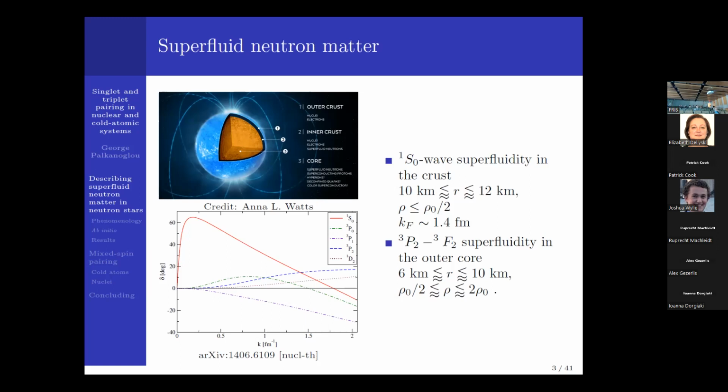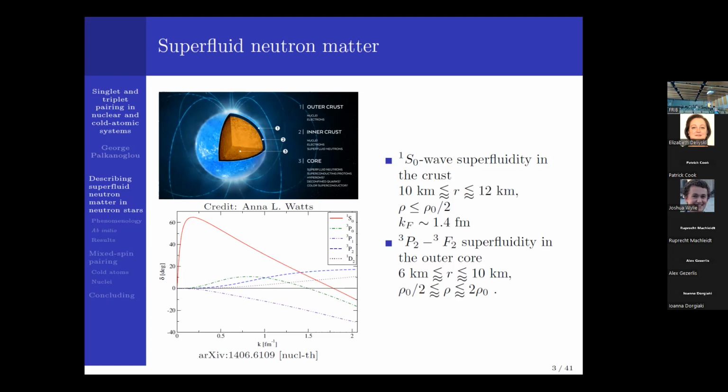Now, we call it the S-wave superfluid, which comes from the S-wave interaction. So the existence of an S-wave superfluid in the inner crust is well established. As a phenomenon, it's very well established. It has various signatures in the cooling of the stars. It's been connected to regularities in the periods of pulsars, and so on.